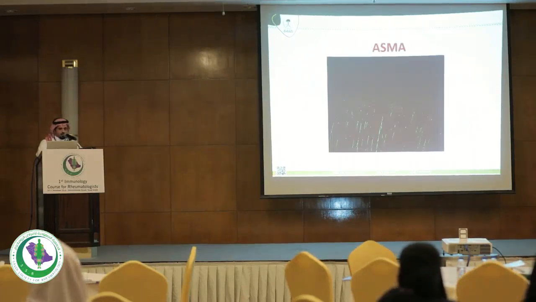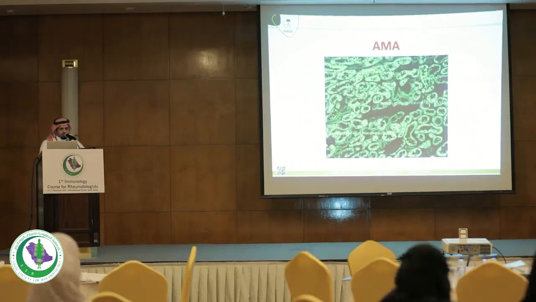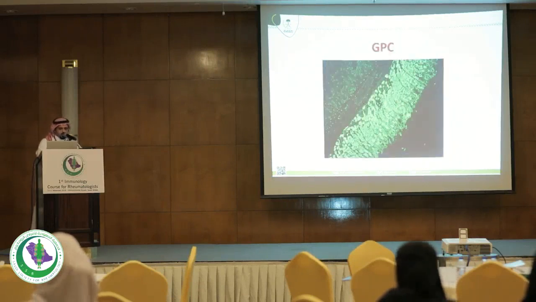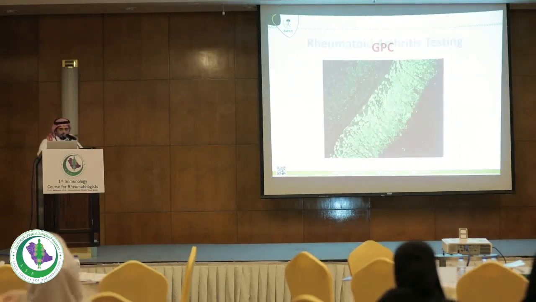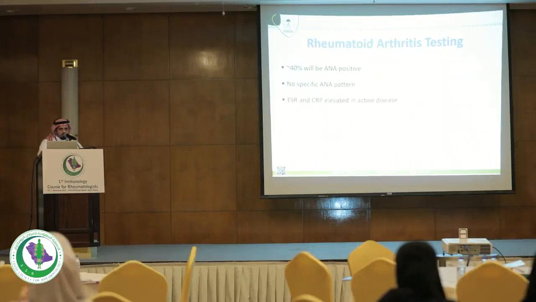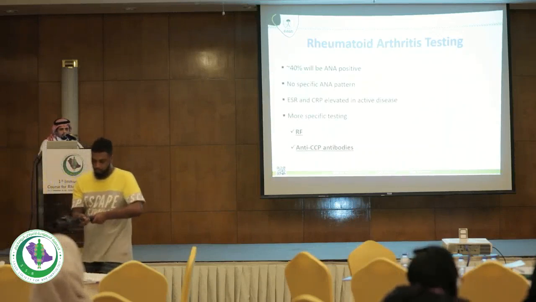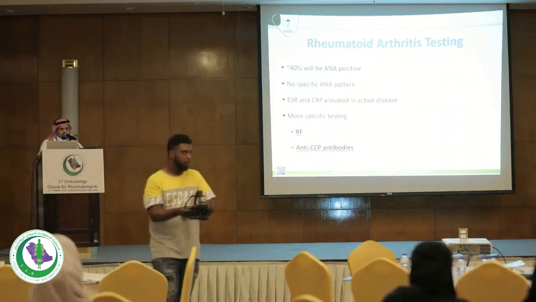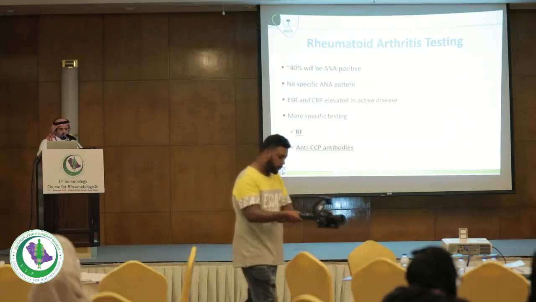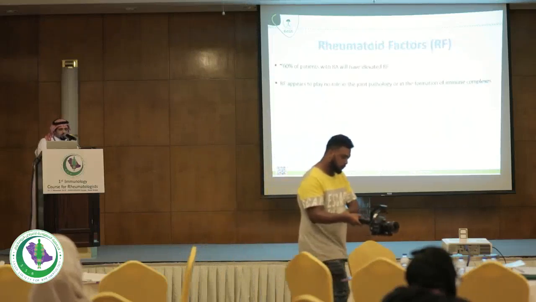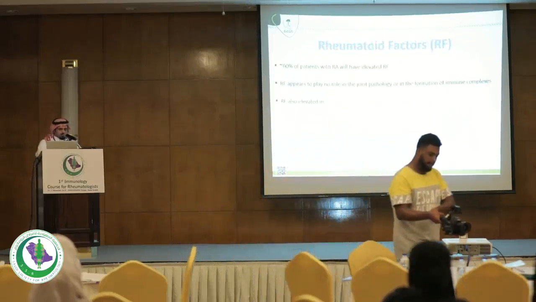Okay, so this is what anti-smooth muscle looks like under the fluorescence microscope. This is the anti-mitochondrial antibody and LKM. And this is the gastric parietal cell. So for rheumatoid arthritis testing, I don't want to go into deep details, but we just want to concentrate on the fact that we can use either the rheumatoid factor or anti-CCP. Rheumatoid factor is only found in 60% of these patients.